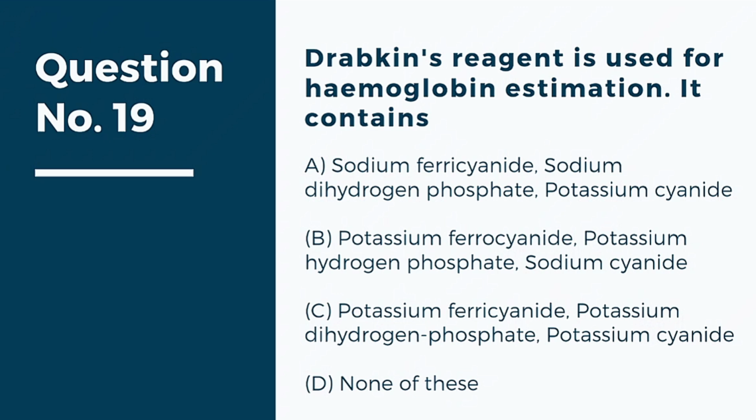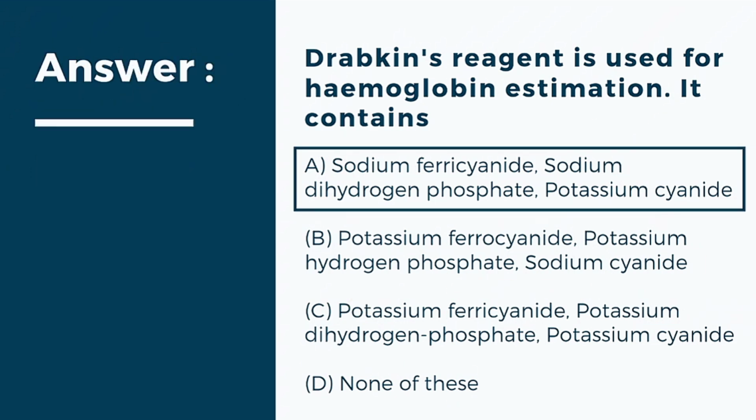Question number 19. Drabkin's reagent is used for hemoglobin estimation. It contains. The answer is option A sodium ferricyanide, sodium dihydrogen phosphate, potassium cyanide.